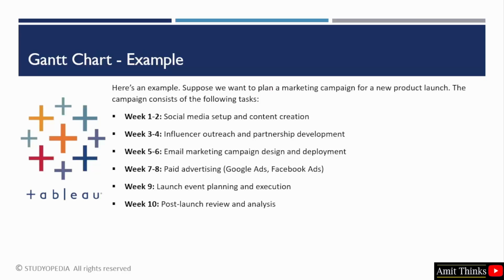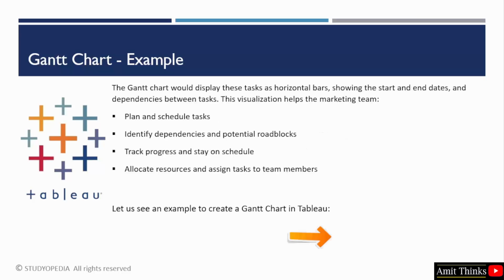Let's say you want to plan a marketing campaign for a product launch. It will include the following tasks week-wise. Let's say for 10 weeks. The first 2 weeks will be for the setup and content creation, social media setup. Next one for influencer outreach and partnership. Then for email marketing, paid advertising like your Meta ads nowadays. Then week 9 will be for planning an event to launch the product, and the last one would be for post-launch review and analysis. So you can do this with the Gantt chart.